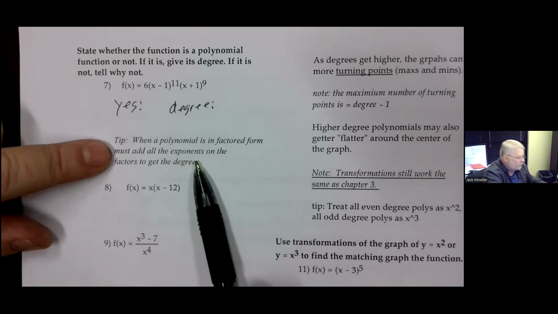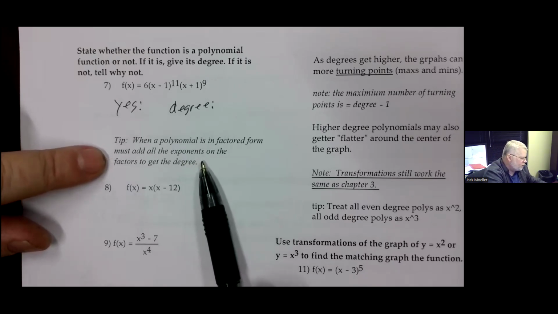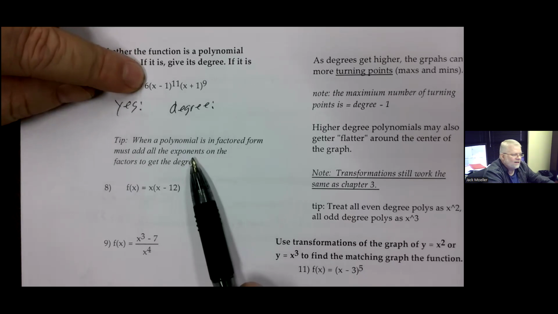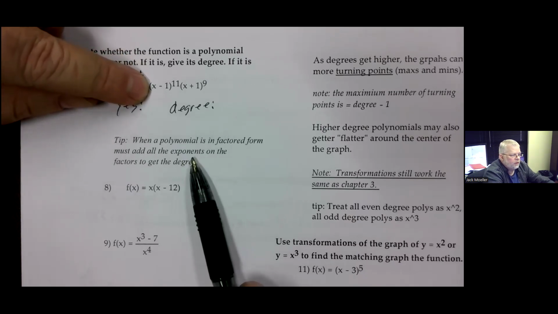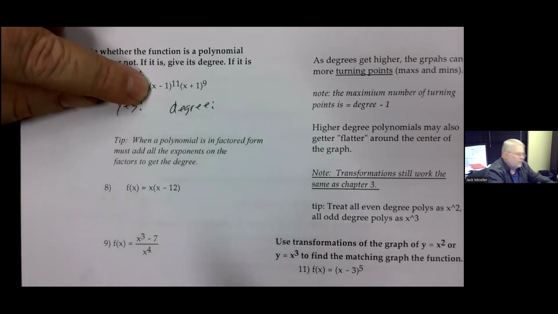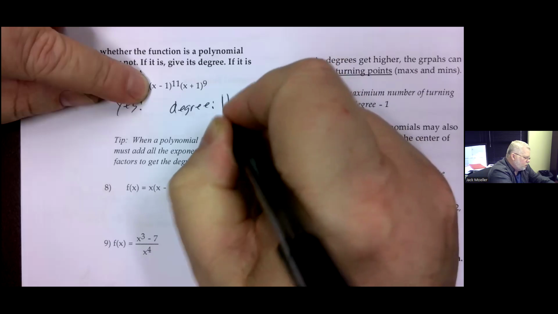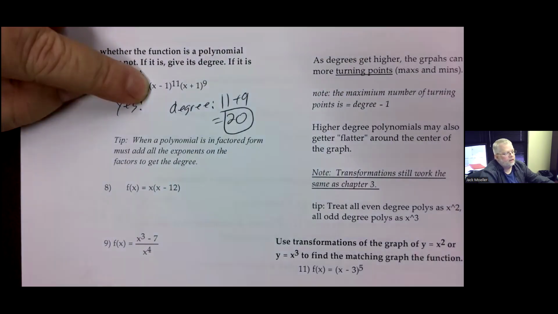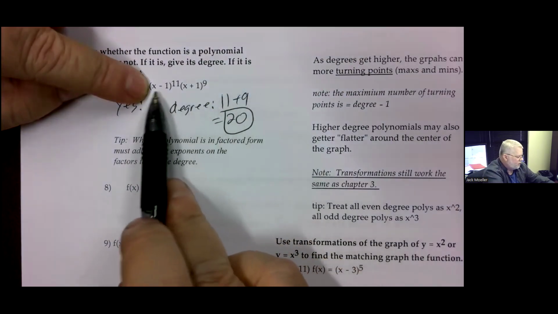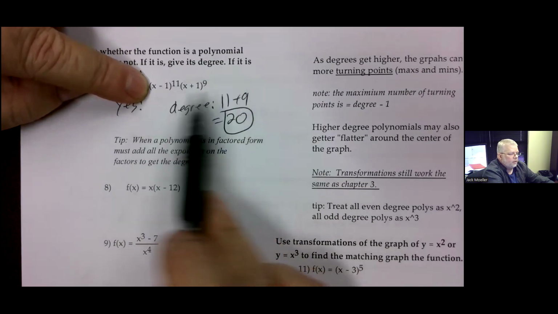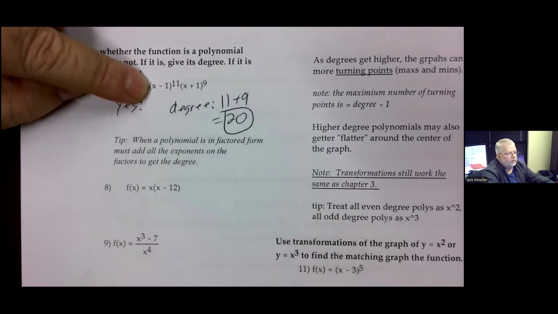hope you didn't read ahead. You got to cheat. If it's in factored form, you must add all the exponents of the factors with x to get the degree. The 6 has an exponent of 1, but there's no x with it, so we ignore it. The factors that have x are 11 plus 9, so the degree would be 20. Like I said, if you think about FOILing this out, there's 11 of these x minus 1s and 9 of these x plus 1s. By the time you FOIL it all out, the biggest one is going to have x to the 20th.